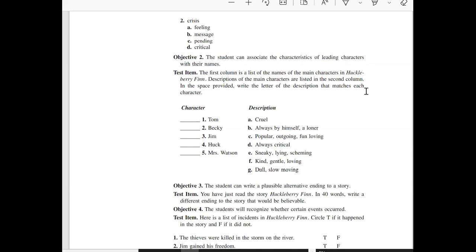Oh, so for this one, this is really more like a completion item, right? This is not really a matching item. What they're asking you to do is choose one of these and write the description on the left side. So that would be more of a completion item where they give you the choices on the right.